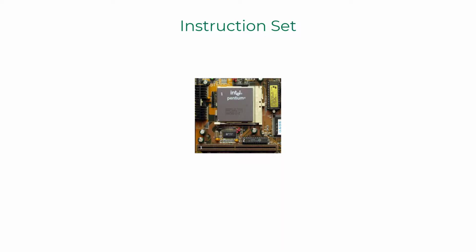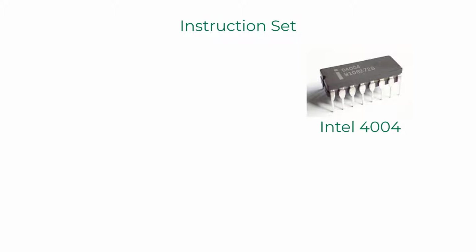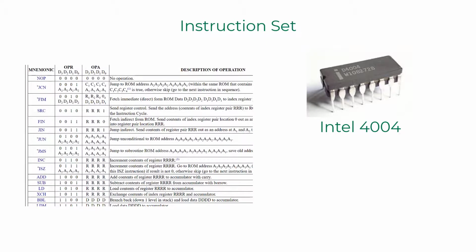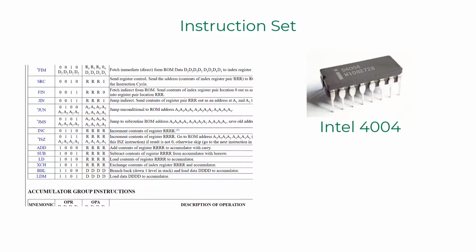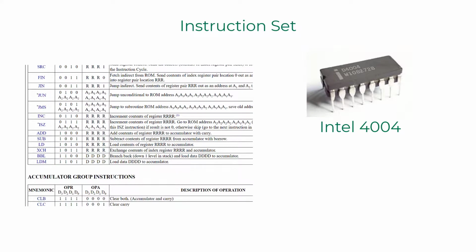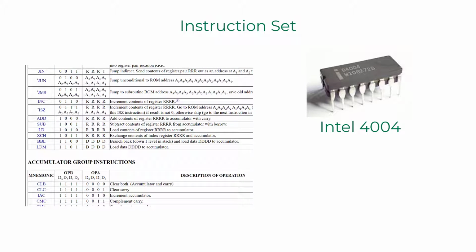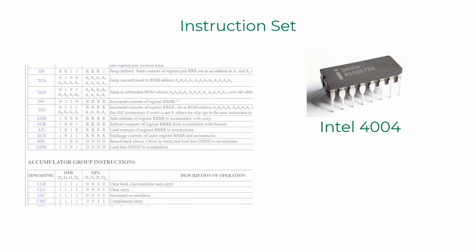Now let's talk about the set of instructions a CPU can execute. Every CPU chip comes with a specific instruction set. For instance, Intel's first commercial computer chip has the following primitive instructions. Everything that is processed on this particular computer is executed at the core using just these instructions.